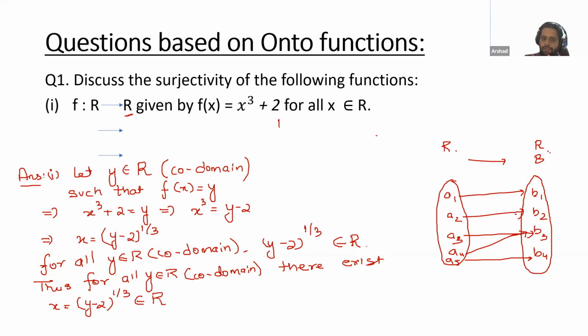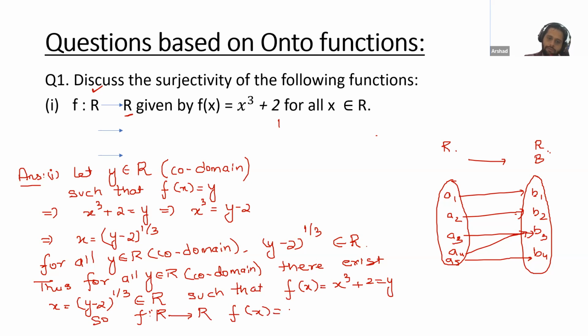From where have I taken this R? From the first set. I will write this complete statement, then I will explain it to you. For all y belongs to R, there exists x equal to this, belongs to R, such that f(x) equals x cube plus 2 equals y. So f from R to R, f(x) equals x cubed plus 2 is an onto function. It's an onto function.